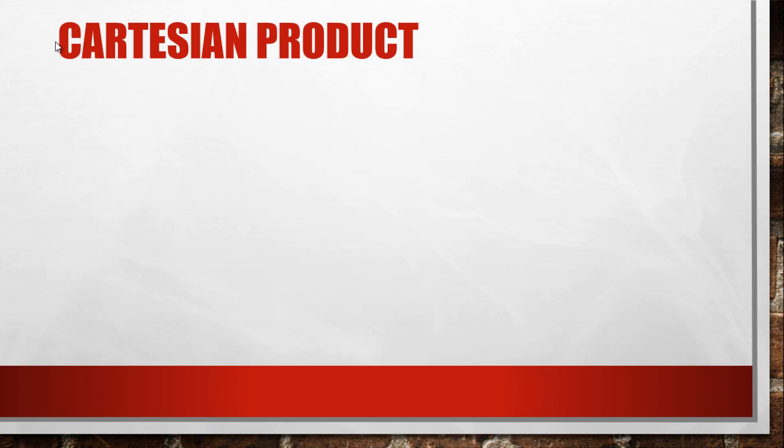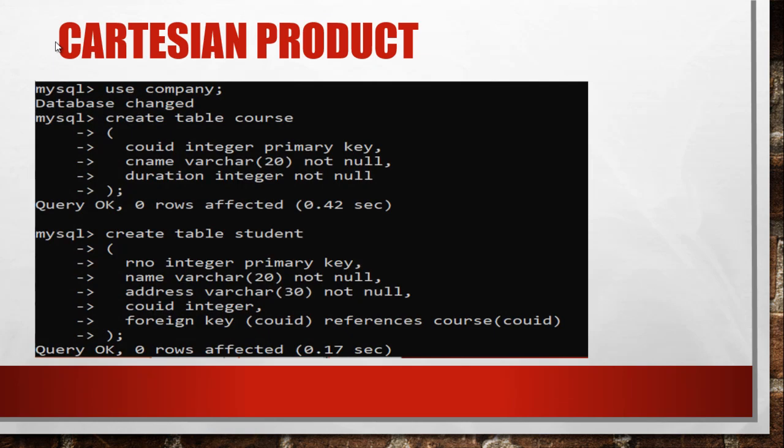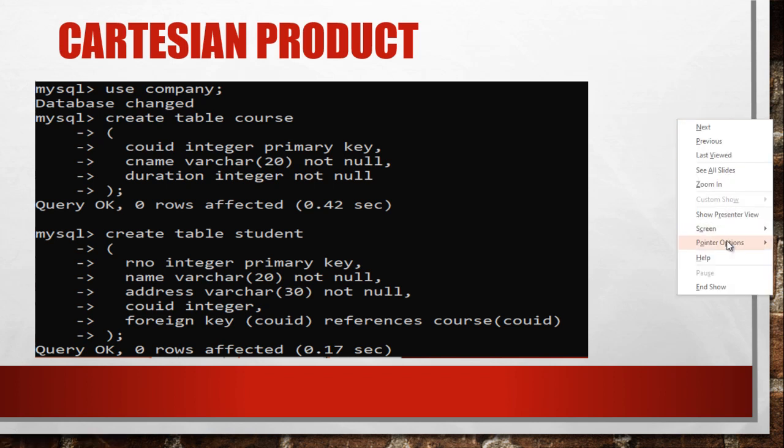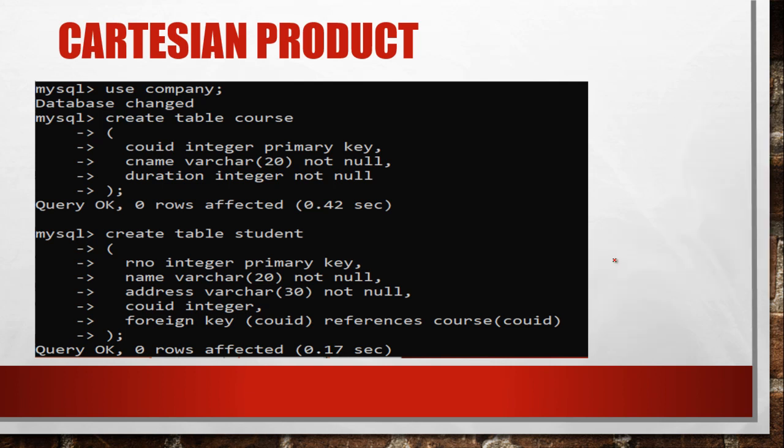For explaining it to you, first I have created two tables. The first table name is course and the other table name is student. Okay, and you can see that in the course table I have taken three fields: COU ID for storing the course ID, then CNAME for storing the name of the course, and duration for storing the duration of the course. Okay, and then another table, student, is created, in which roll number, name, address and this COU ID, course ID, these four fields are present.